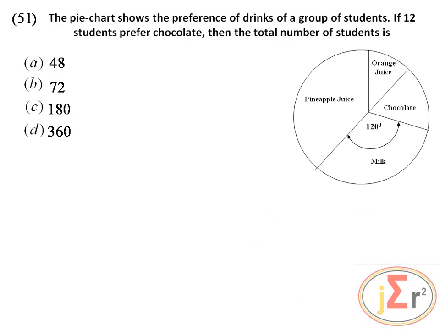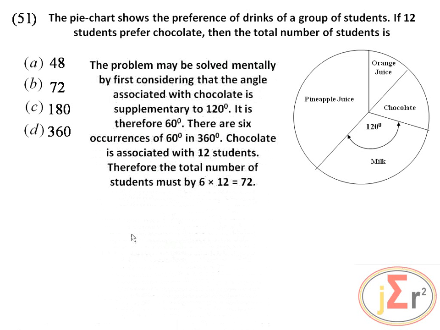The pie chart shows the preference of drinks of a group of students. If 12 students prefer chocolate, then the total number of students in the survey is what we need to determine. We may just use common sense and sum this up, getting the answer in one step. The problem may be solved mentally by first considering that the angle associated with chocolate is supplementary to 120 degrees.